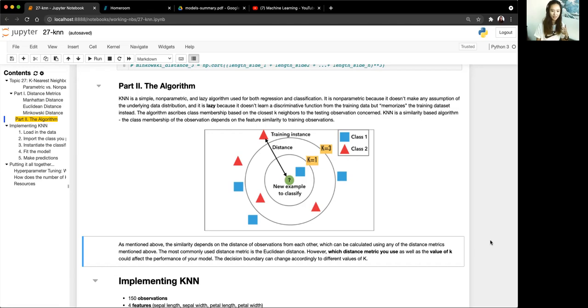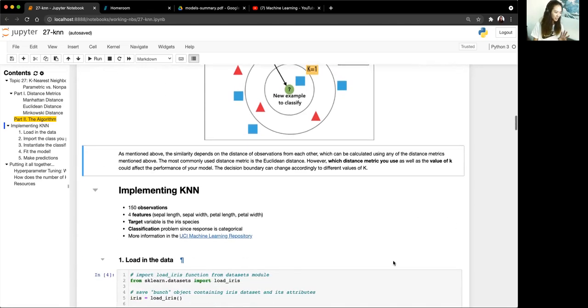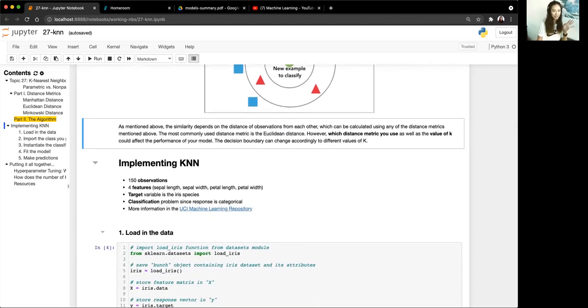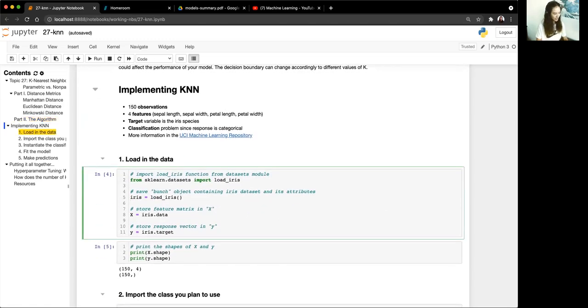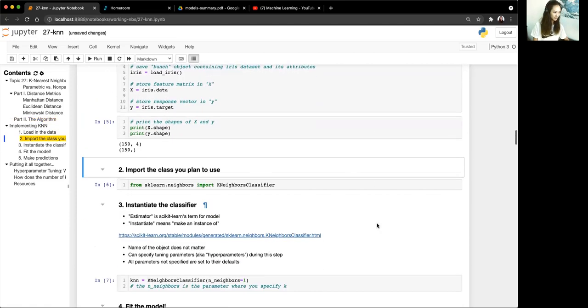let's implement it and then we can get into more details. So we're going to use our iris data set again. That's the same one that was in the logistic regression notebook. And again, we have our 4 features and our target of 3 different irises.